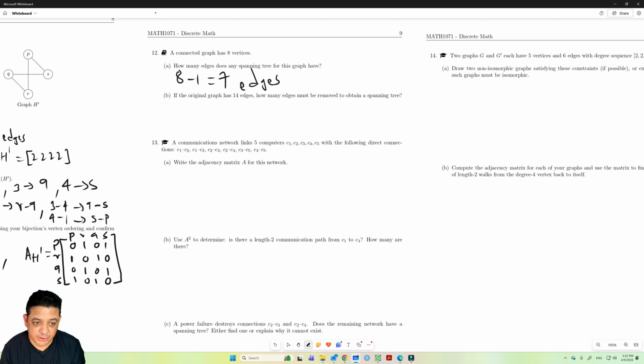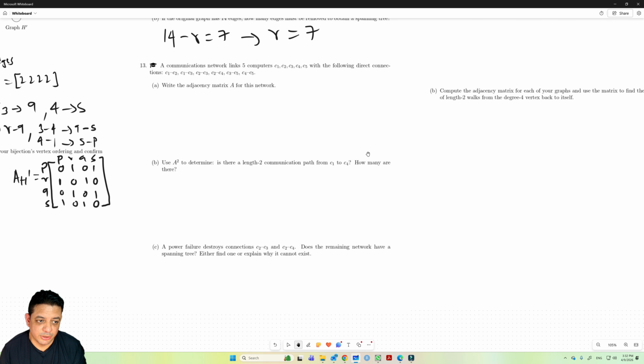Now, if the original graph has 14 edges, how many edges must be removed in order to obtain a spanning tree? Well, because we need to have 7 edges, then 14 minus whatever we're removing must be 7. So in this case, I just find out what R is, which is going to be 7 as well. And so removing 7 is going to give me a spanning tree. All right, so that was a conceptual question. Now let's go to question number 13, which is an application of this for network communications.